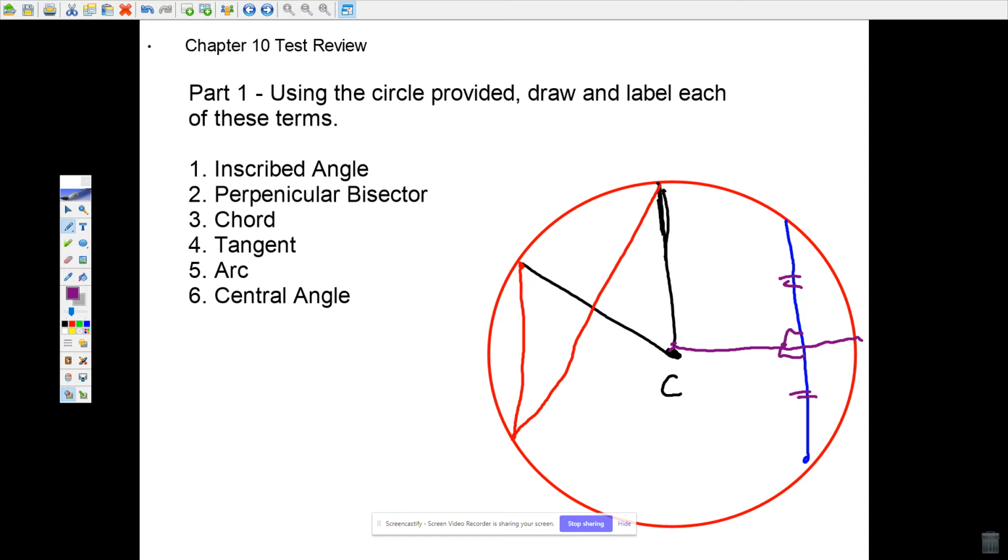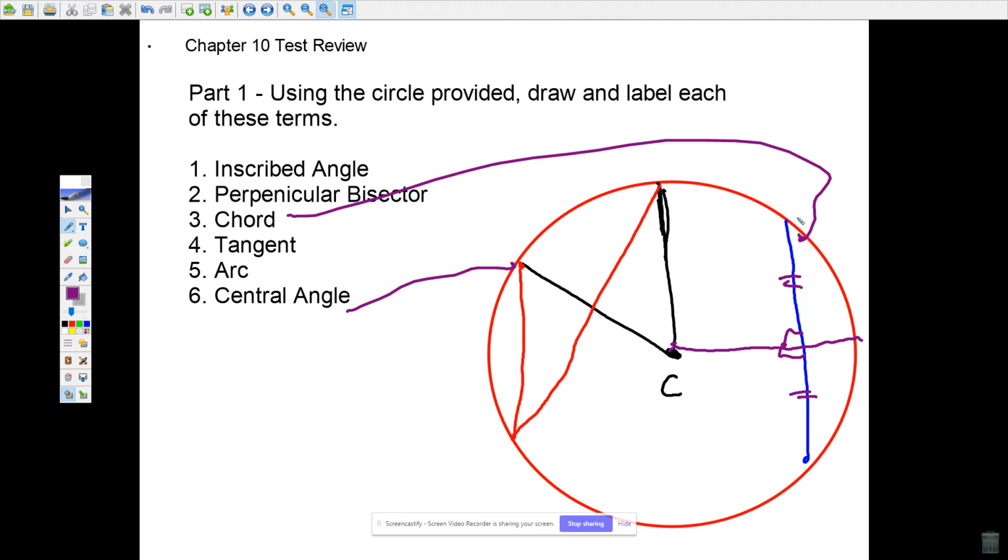Here are the answers. For the inscribed angle, I have it right here in red. Remember, an inscribed angle is formed by two chords. For the central angle, if I jump down the number 6 here, that's formed by two radii, so this central angle is in black. For the chord, there are countless examples of chords, but we can go over here to the blue one if you'd like.